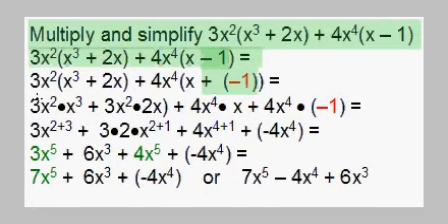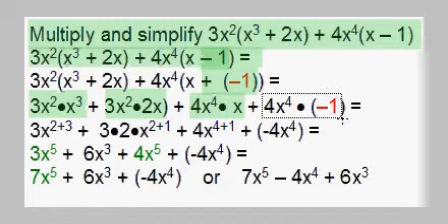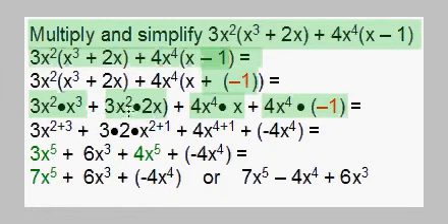Now I apply the distributive property. I have 3x squared times x cubed plus 3x squared times 2x. I apply the distributive property to the second set of terms, and I get 4x to the fourth times x, 4x to the fourth times that negative 1. Now all of these products are added together. I apply the exponent rule for multiplication. 3x squared times x to the third, I add the exponents, 2 and 3.